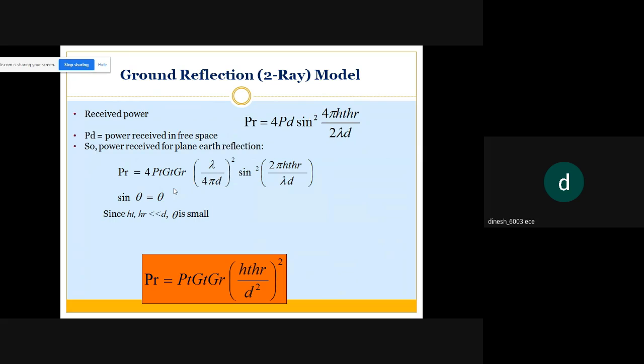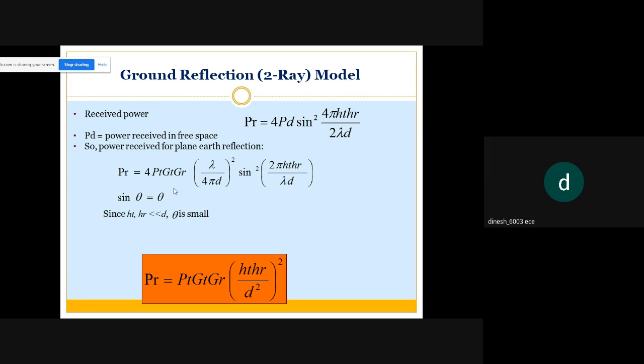So next, how do I calculate the power for this two-ray model? The received power can be calculated as 4 PD sine of 4 pi HT HR divided by 2 lambda into D. So PD is the power in free space. So the power received for the reflected plane will be PR is equal to 4 PT GT GR into lambda by 4 pi D, the whole square, sine 2 pi HT HR divided by lambda D.